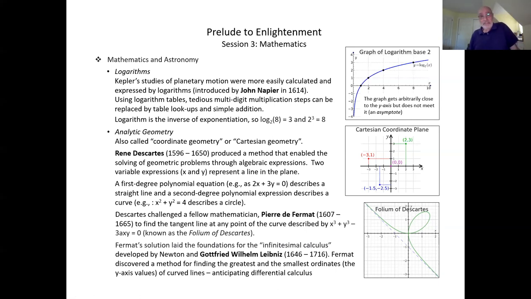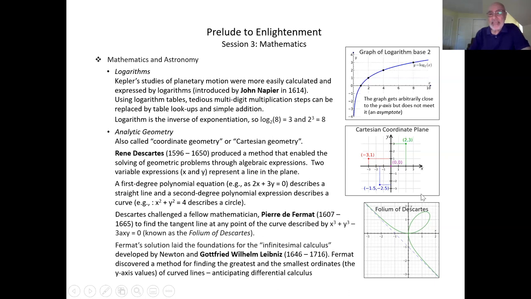Analytic geometry was invented right on the heels of this, and by a couple of big minds, René Descartes, who we'll be talking a lot about over the next couple of weeks, who lives to mid-century, who develops a method called coordinate geometry, or as it's named after him, Cartesian geometry. He produced a method that enabled the solving of geometric problems through algebraic expressions. This is another huge breakthrough. You could explain geometry algebraically. So two variable expressions, x and y, can be represented as a line in a plane.